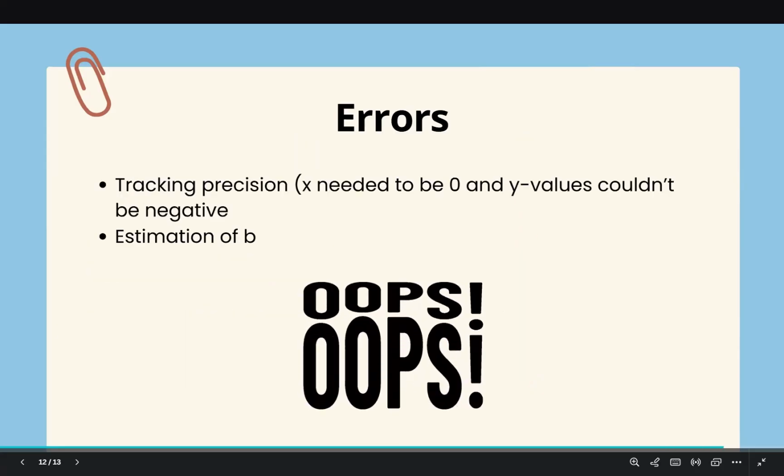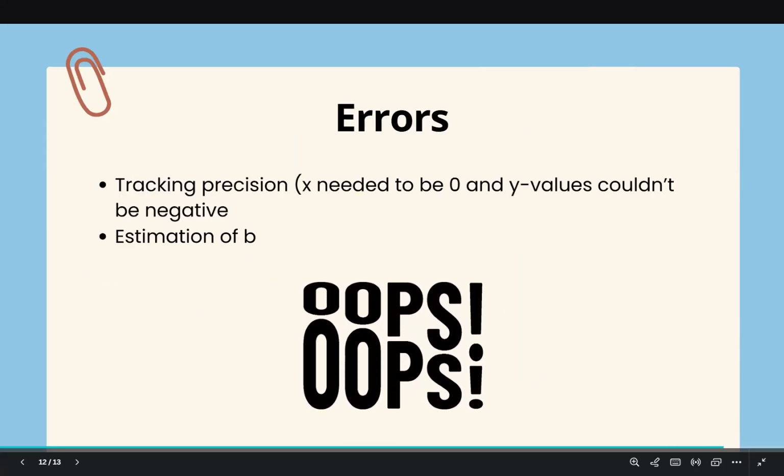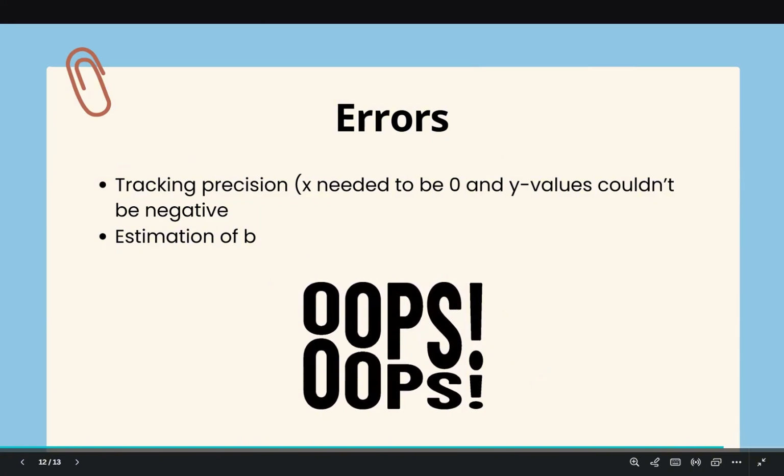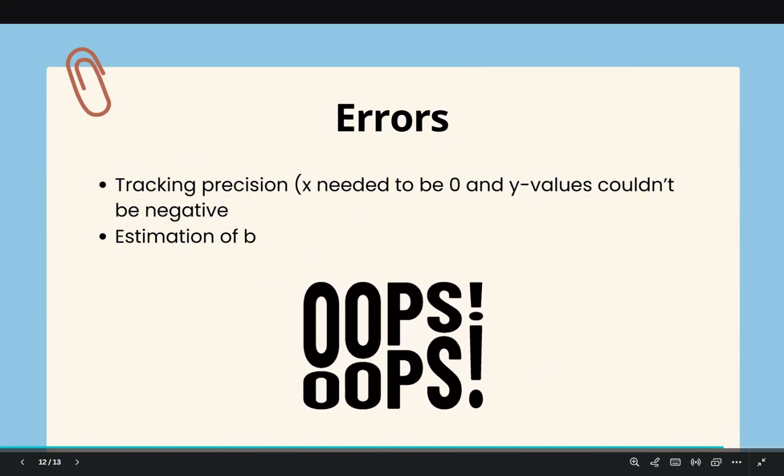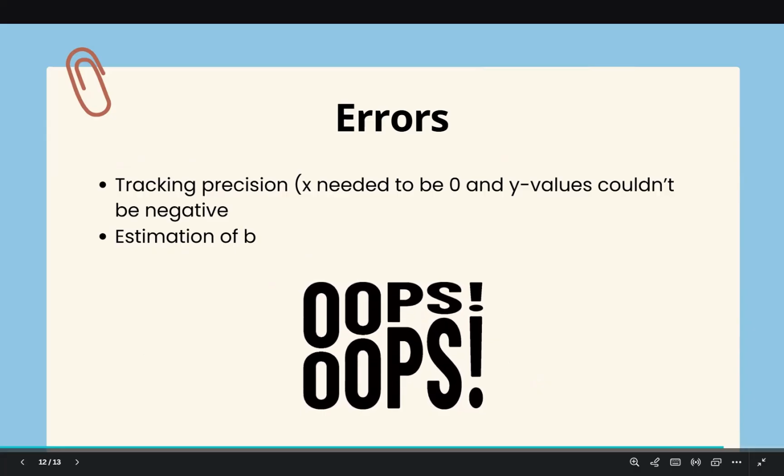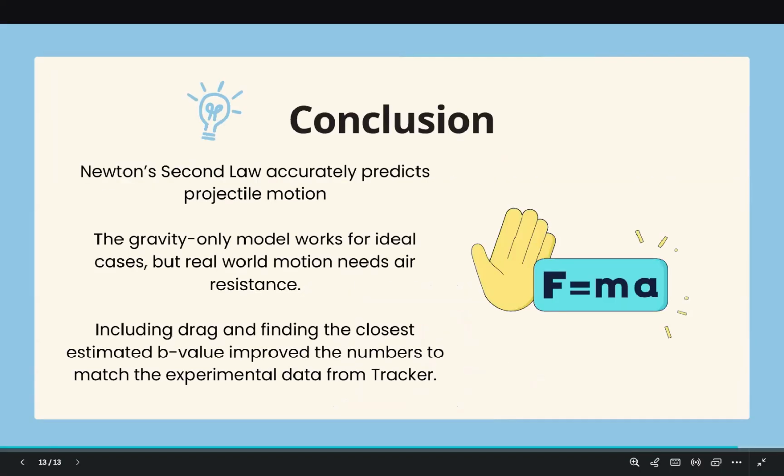Tracking precision: X needed to be 0 and Y values couldn't be negative, so there must have been some miscalculation to begin with, as well as human error when estimating B that could get in the way of my model.